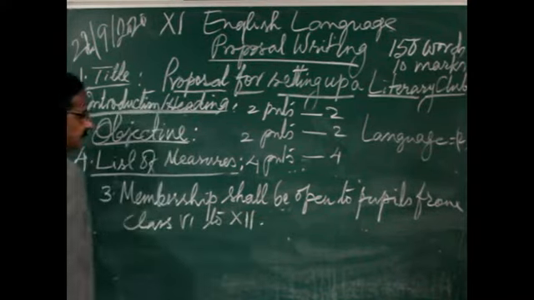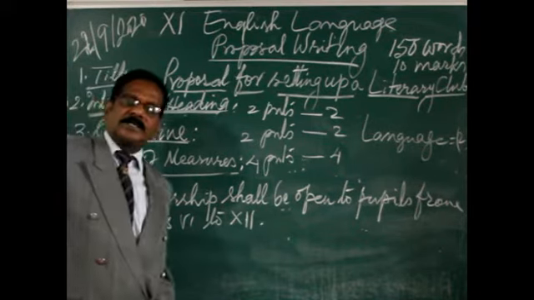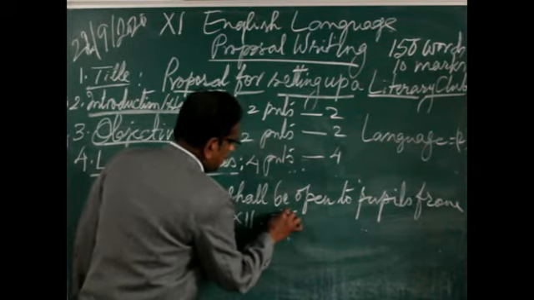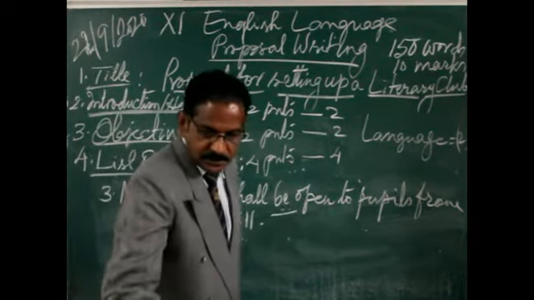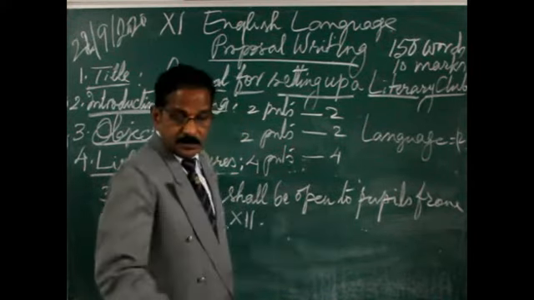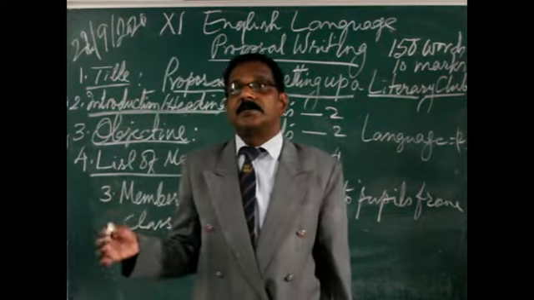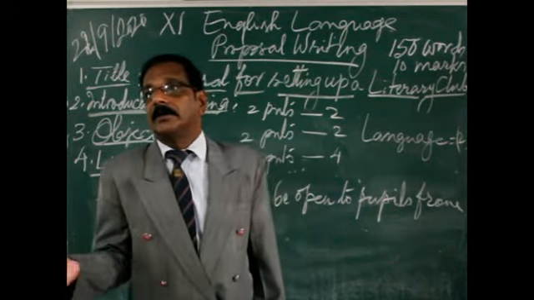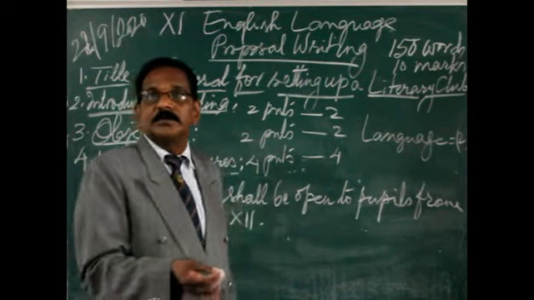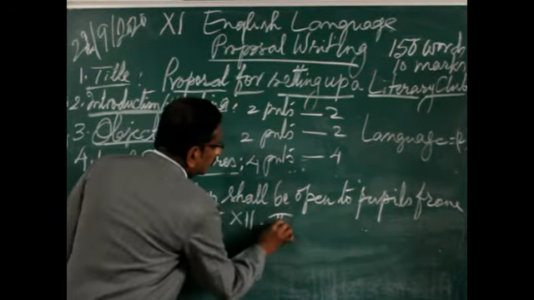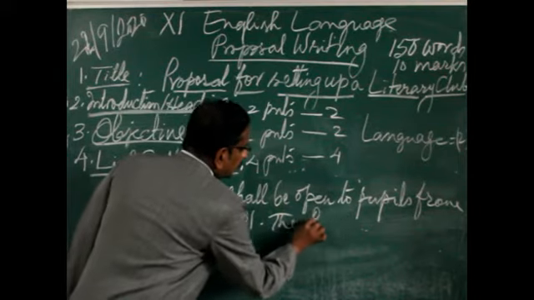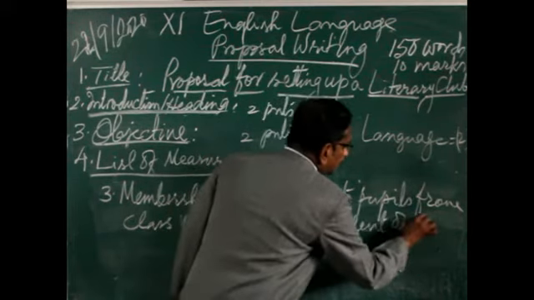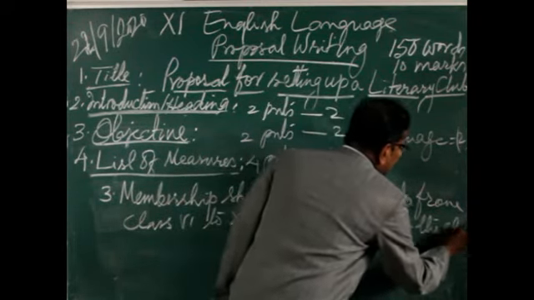To 12. Then the organizational pattern. Organizational pattern. You need a president, you need a secretary, you need a few other board members. So therefore, the president of the club.